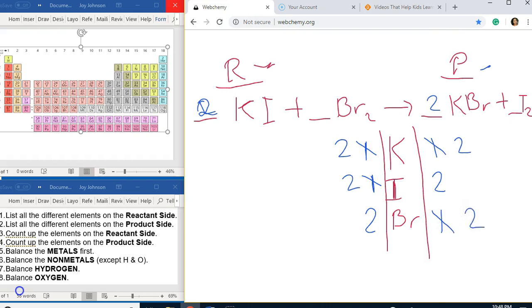Now let's look at our numbers. We have 2K on the reactant side and the product side, so that's balanced. We have our I, 2 on the reactant side and 2 on the product side, that's good. And then our bromine, we have 2 on the reactant side and 2 on the product side, so this is good.